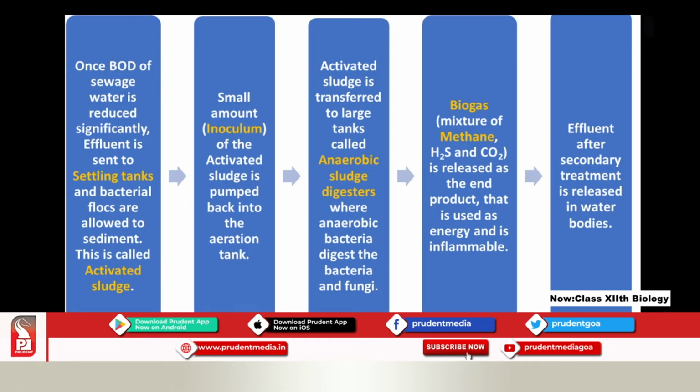Now, the activated sludge along with the bacteria is taken to large tanks called anaerobic sludge digesters. Here the anaerobic bacteria digest the bacteria and fungi further. The bacteria present and the fungal mesh are all digested. Now, what happens during that?